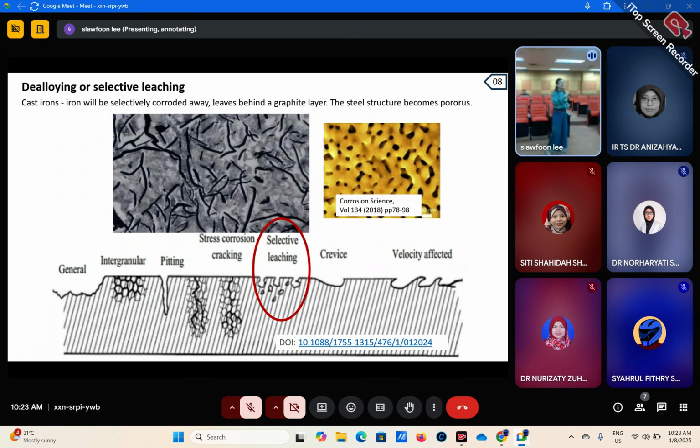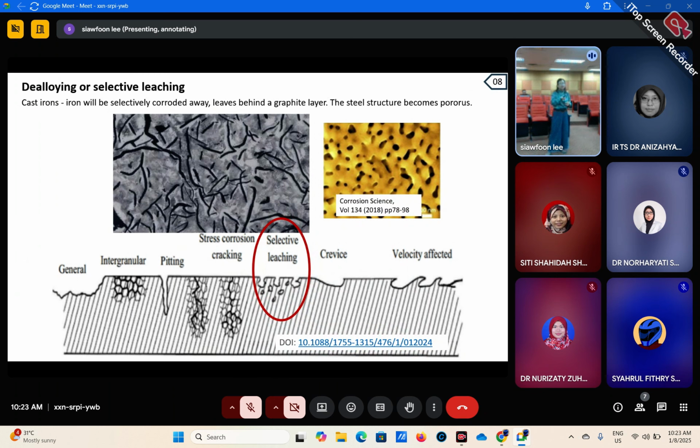And another is de-alloying and selective leaching. So what does it mean? Because in the cast irons, which engineers usually use to build buildings, they will put the cast iron inside, and because this cast iron is composed of iron and carbon, the carbon will resist corrosion. However, compared to the carbon, the iron will actually get corroded easily.